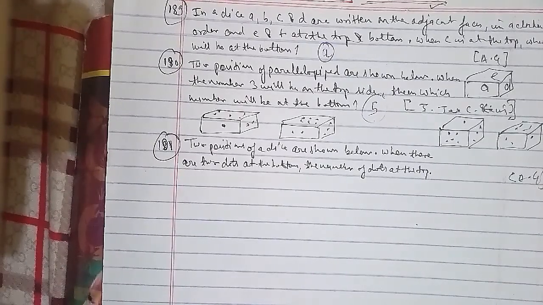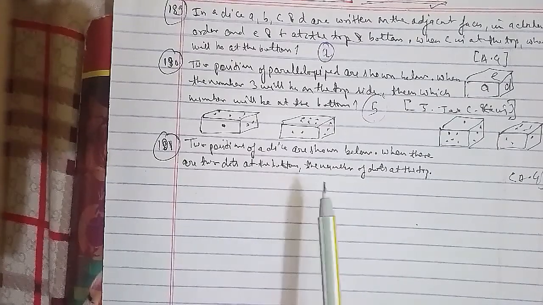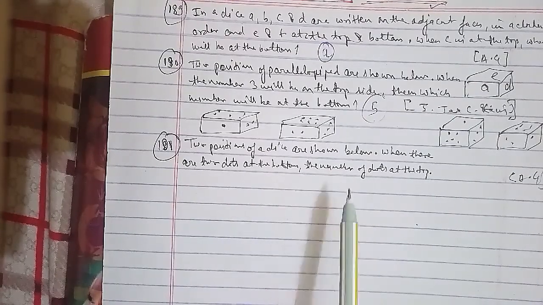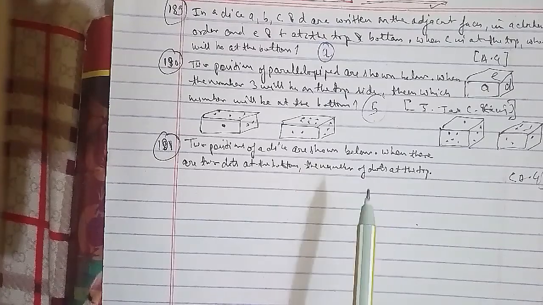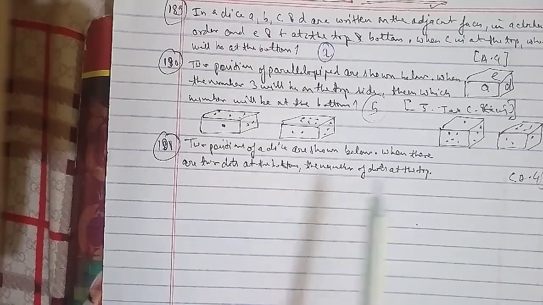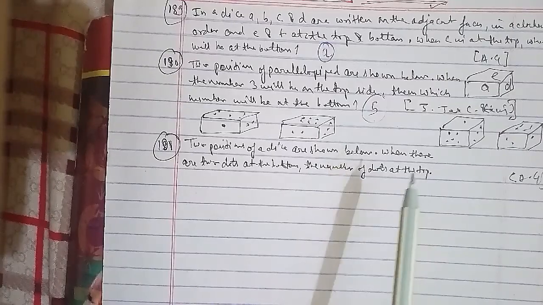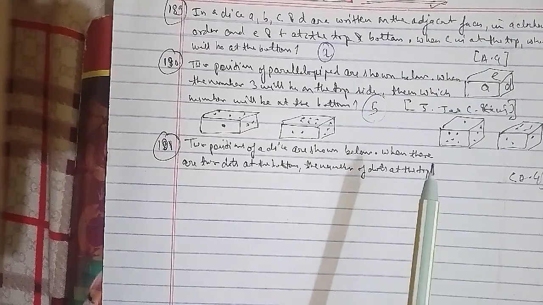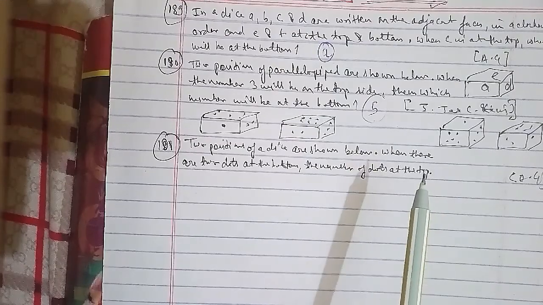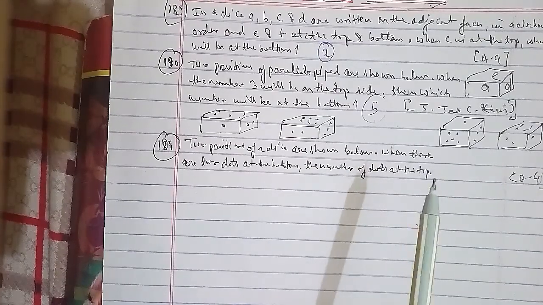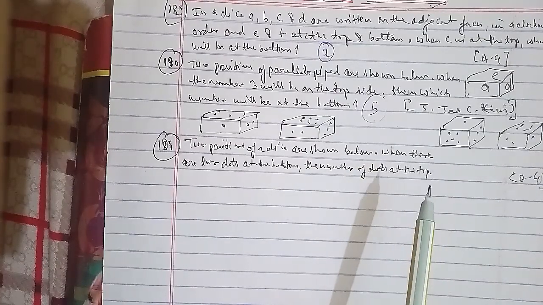We'll go ahead with another important question, the 192nd question of the session. The question is that two positions of a block are shown below. This question has been asked in the UDC examination paper as well. So I will just write it down.